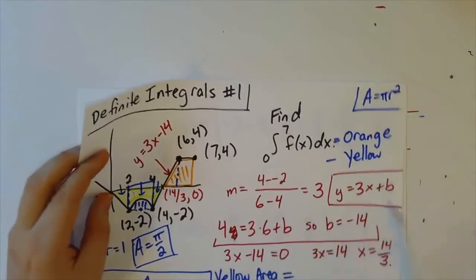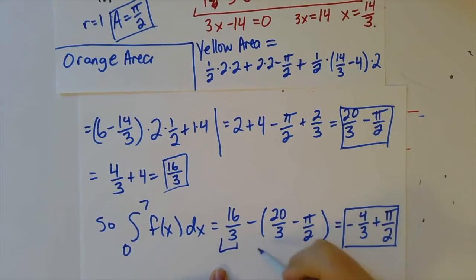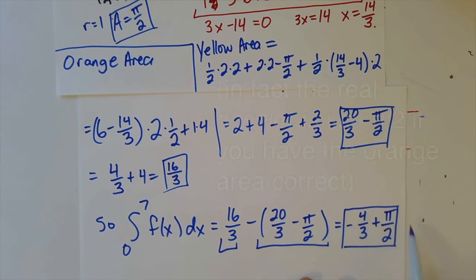So we said this integral was the orange area minus the yellow area. So here we have the orange area minus the yellow area, and when you make sure you carefully distribute your minus sign here, you end up with this number.